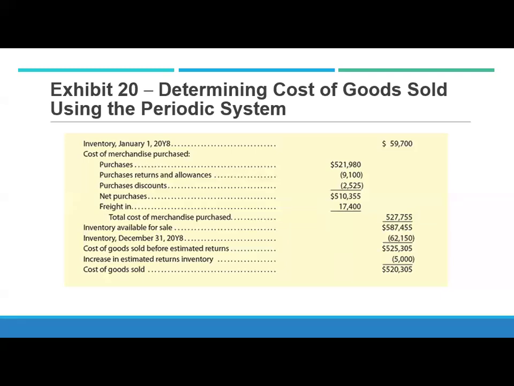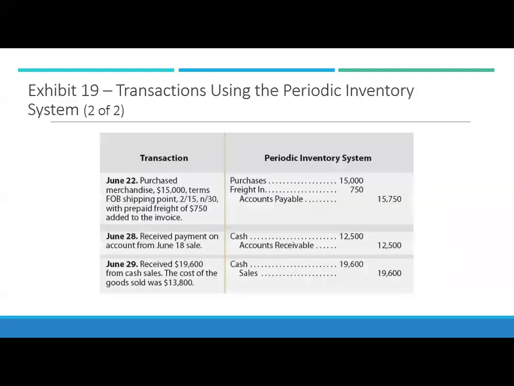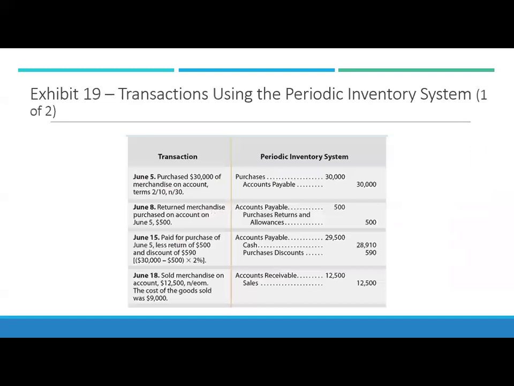And so how is this actually done or recorded from a journal entry perspective? We have these journal entries right here. So when a purchase is made, we debit purchases. Instead of debiting inventory, we debit purchases. And then we credit accounts payable. When something is returned, we debit accounts payable and we credit purchase returns and allowances.